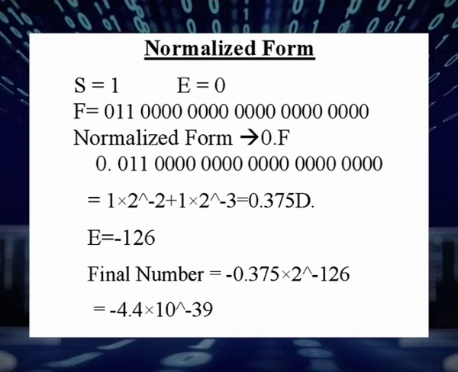Since s is equal to 1, it is a negative number. With e equal to 0, the actual exponent is -126. Hence, the number is -0.375 × 2^-126, which is equal to -4.4 × 10^-39, which is an extremely small negative number, very close to 0. Now, let us do some more examples to understand the concept of normalized and denormalized form more clearly.